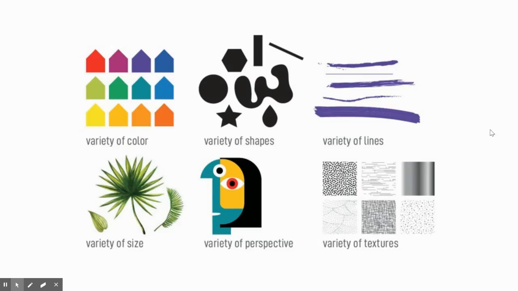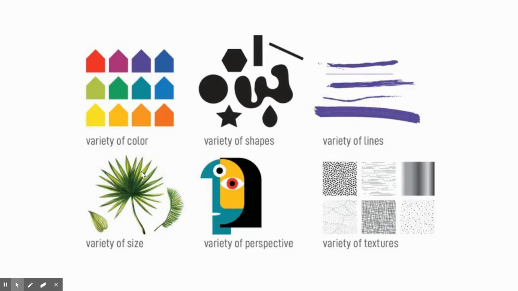Visually, variety can happen in a lot of ways. You can see a variety of color. Here we have a whole bunch of different colors together. Variety of shapes: these are a lot of different shapes. We have geometric forms and more organic forms. Here's a variety of lines. We talk about different line weights a lot. We have a very thin line and a very thick line. They're two different types, so it's a variety.